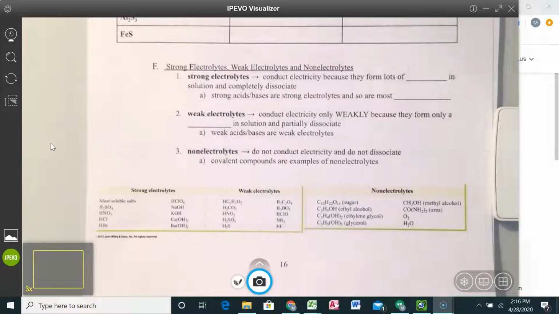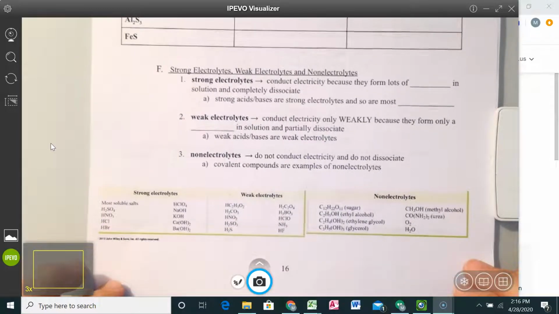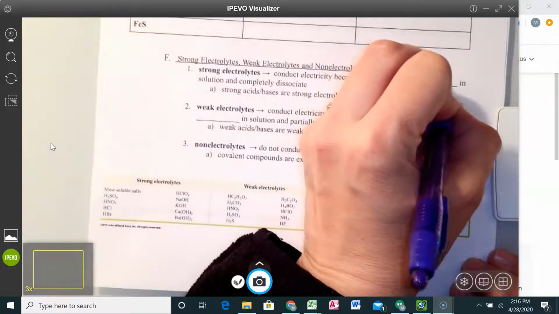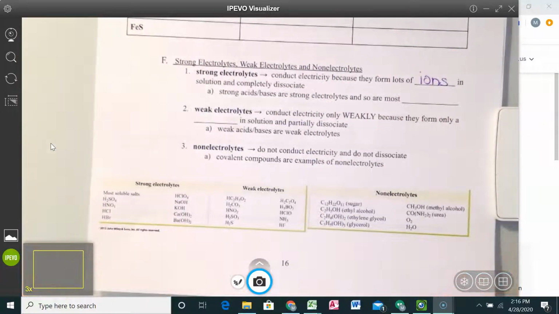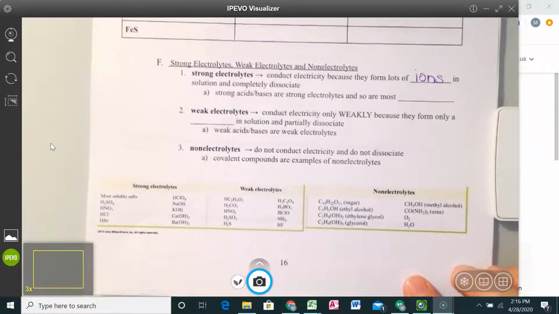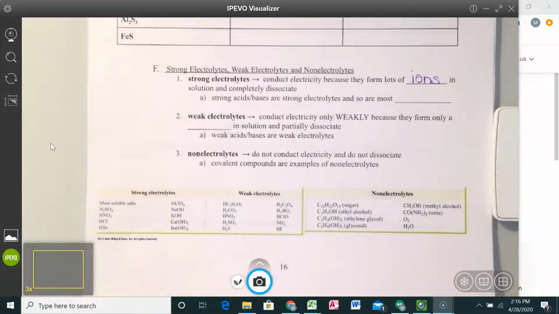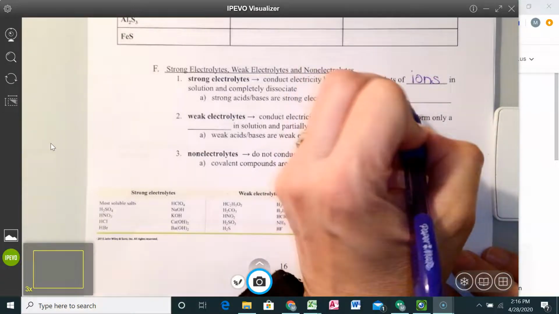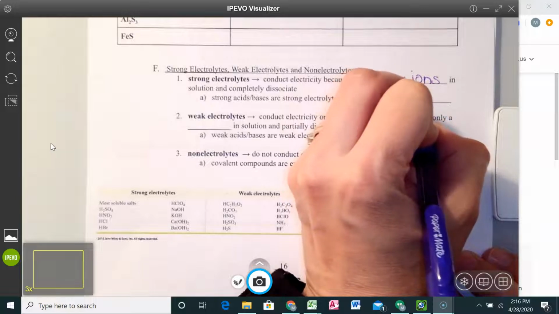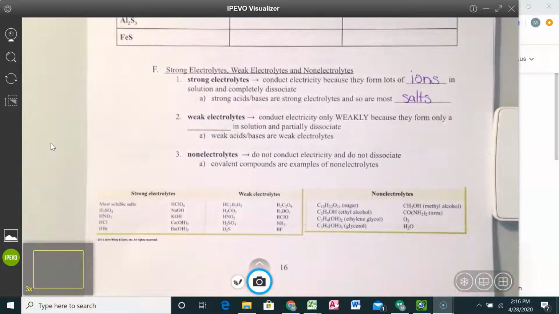So when we think about strong electrolytes, and you just saw this with the demonstration, we are looking at those things that dissociate completely. So they have the ability to conduct electricity because they form lots of ions in solution, and they completely dissociate, kind of like what we talked about. So strong acids and bases are strong electrolytes, and so are most salts. Now, we're going to be reminded of how to determine if a salt is soluble or not. So we'll go back to the unit whenever we learned about chemical reactions and how to use the solubility chart. We're going to see that again.